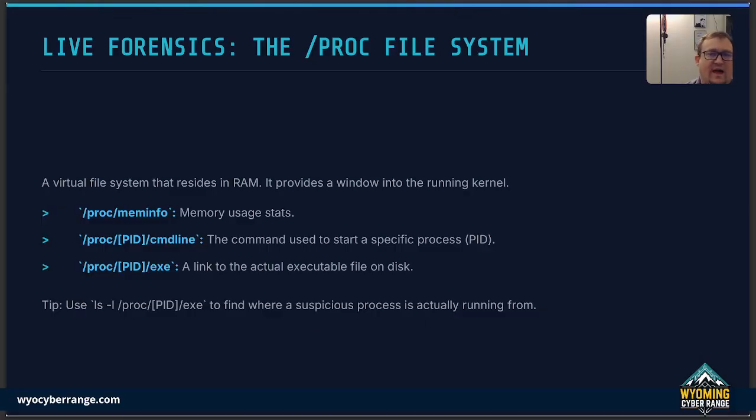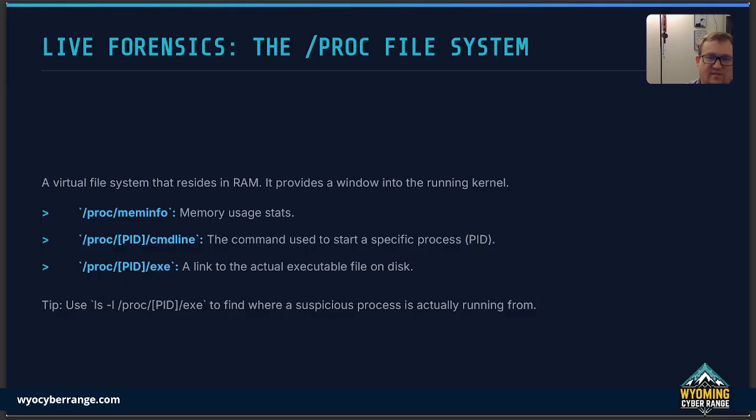Now, when responding to a live Linux system, the /proc filesystem is your greatest asset. The reason for that is it's a virtual file system that resides entirely in RAM. It provides you a real-time window into the kernel and has a whole bunch of cool information that we can analyze at a later time. /proc/meminfo will have all memory usage statistics. More importantly, every running process gets a folder named after its PID number. You'll find it in /proc/PID, and then maybe cmdline. This is going to show the exact command line arguments used to launch the malware itself.